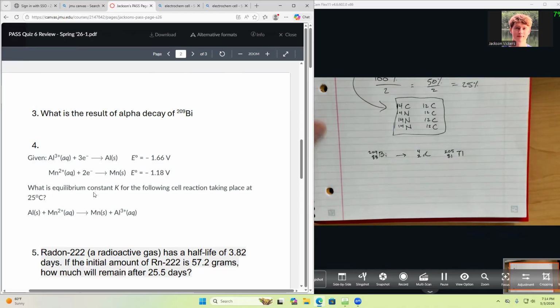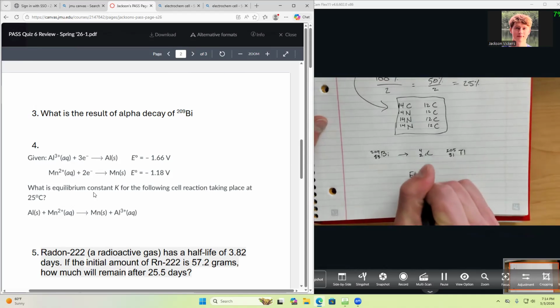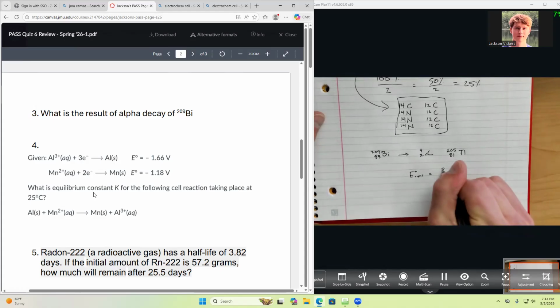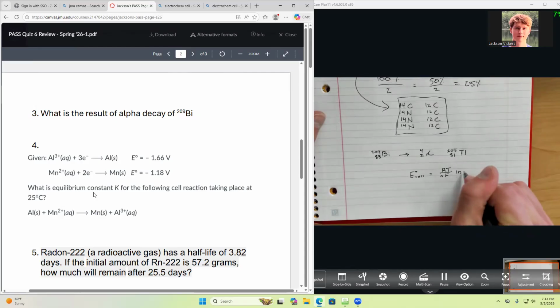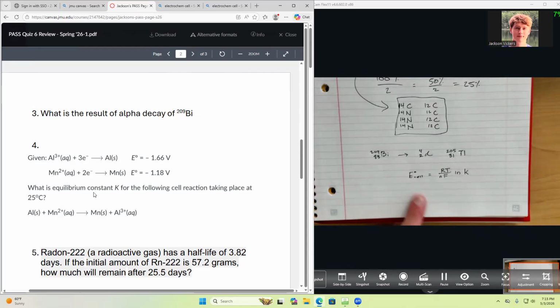It should be E standard cell equals RT over NF ln of K. And I think you could use that abbreviation method where instead of doing RT and F, you do the 0.0592. I'm going to do it this way though, because on your ACS exam, I think it'll be written like this. But know that you can use that shortened method as well.